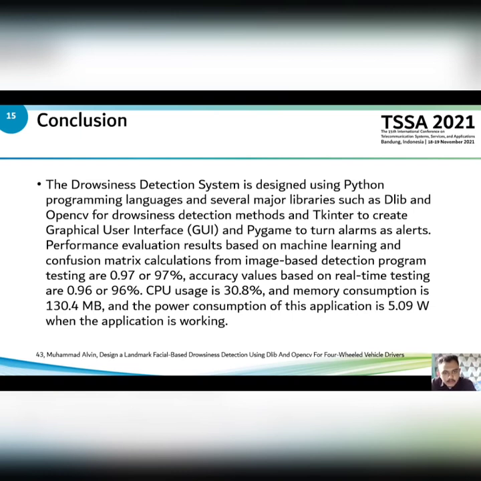Then conclusion. The drowsiness detection system is designed using the Python programming language and several major libraries such as Dlib and OpenCV for the drowsiness detection method, Tkinter to create the graphical user interface, and Pygame to sound the alarm as an alert. The performance evaluation result based on machine learning and confusion matrix calculation for image based detection program testing is 0.97 or 97%. The accuracy value based on real time testing is 0.96 or 96%. CPU usage is 30.8%, memory consumption is 130.4 megabytes, and the power consumption of this application is 5.09 watts when the application is working.